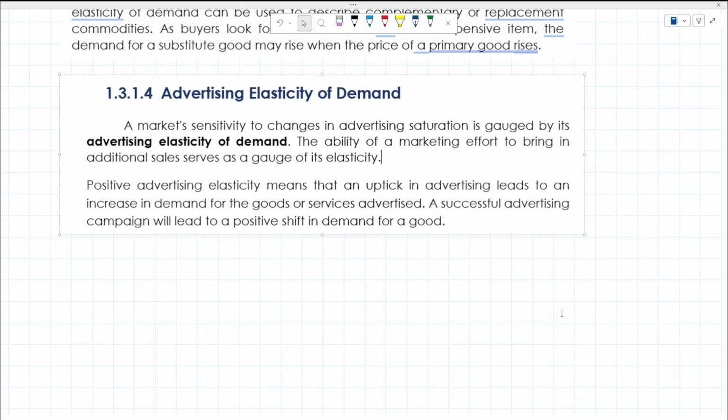So positive advertising elasticity means that an uptick, or a successful advertisement, leads to an increase in demand for the goods or services advertised. A successful advertising campaign will lead to a positive shift in demand for a good. So that's self-explanatory. And how do we compute the price elasticity of demand? It's very simple.